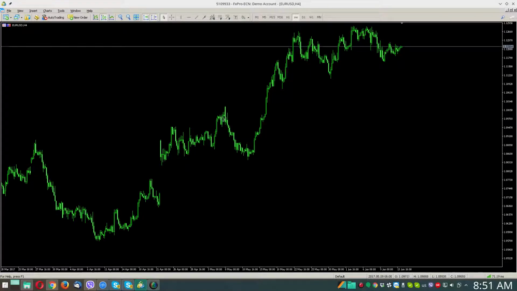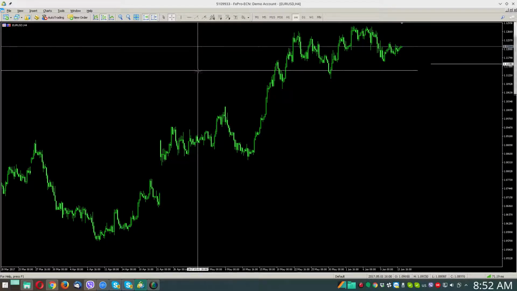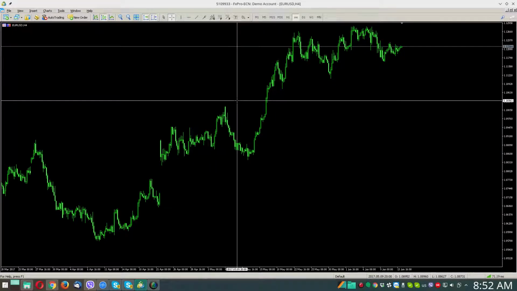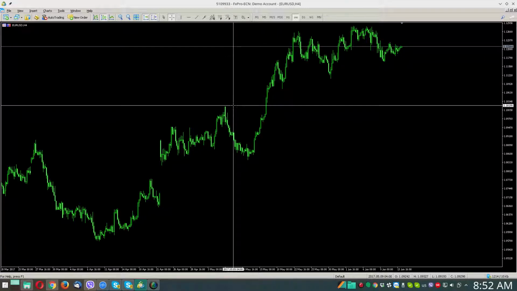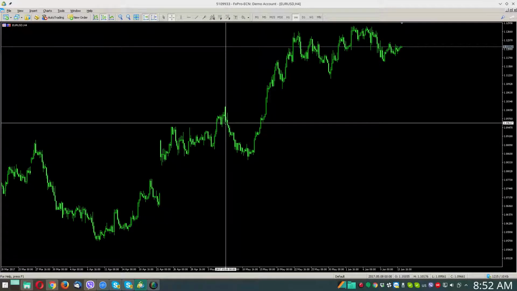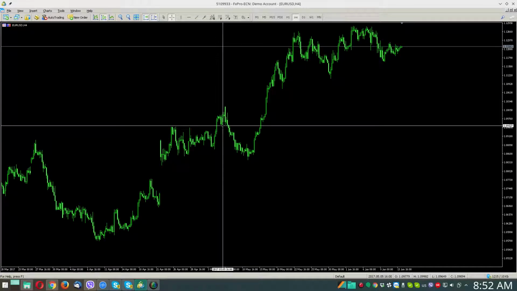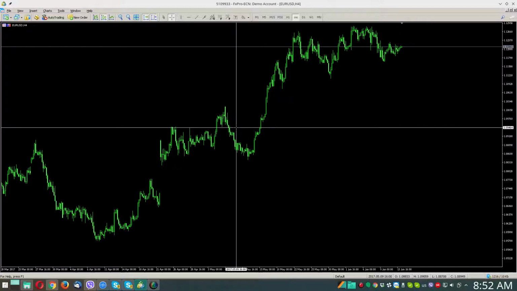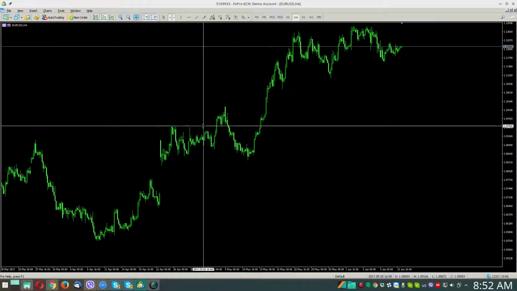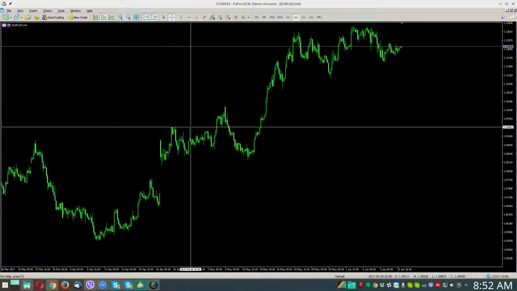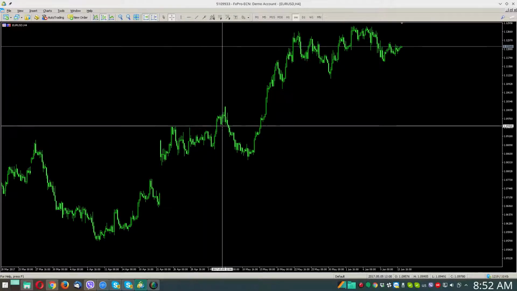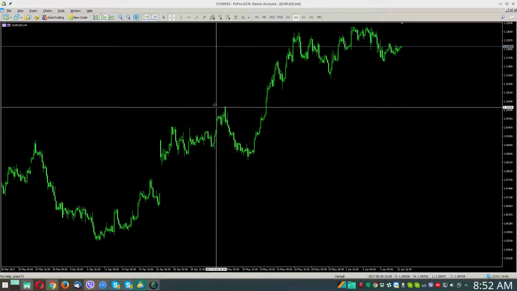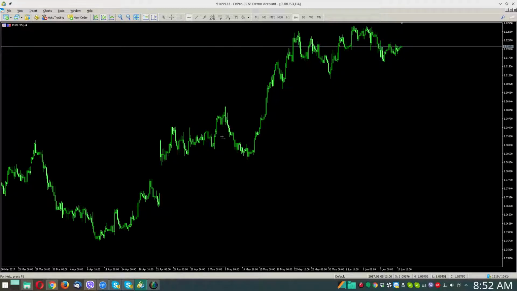And I'm gonna choose the crosshair here because that helps us identify previous levels at which prices were rejected or supported more than once in the past. Immediately I see this level where prices were rejected here and here, and they were also supported here. So I'm going to choose the horizontal line here, and I'm going to draw a line here.